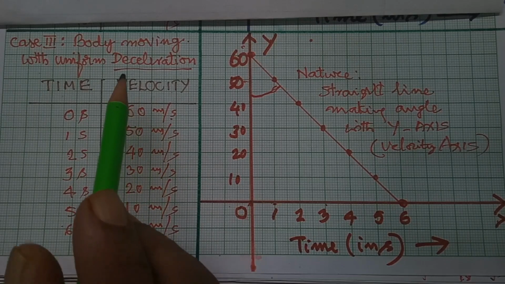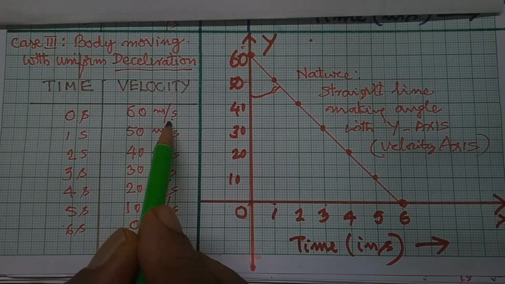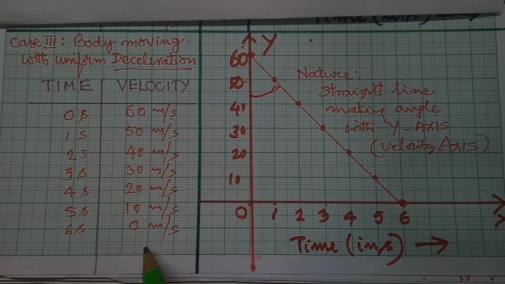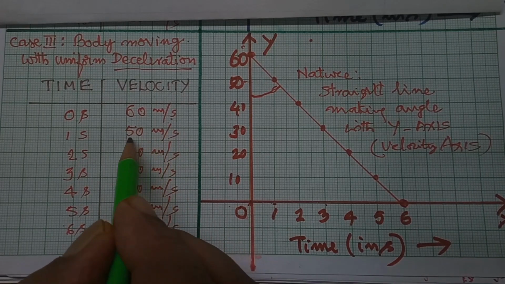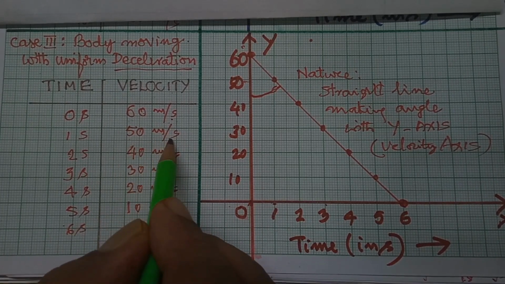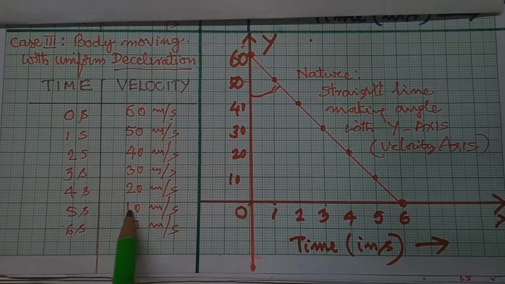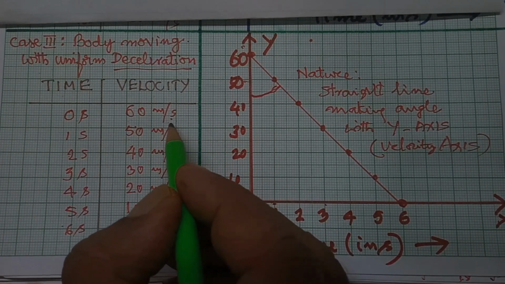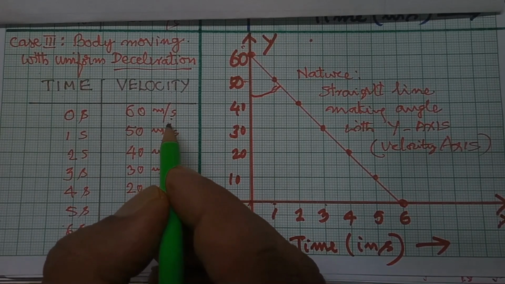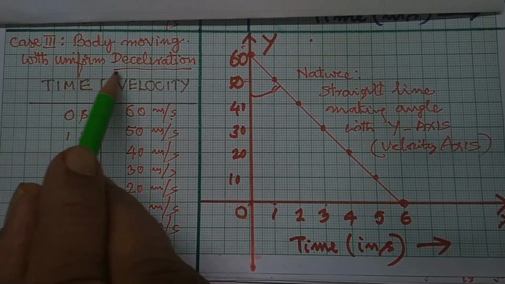Remember, here it is a deceleration, which means it starts with some high velocity and decreases that velocity up to 0 meter per second. How is it decreasing? Let us say 60 meter per second, then 50, 40, 30, 20, 10, and 0 meter per second. If you observe carefully, every second the velocity decreases by 10 meter per second. Therefore, we call it a uniform deceleration.